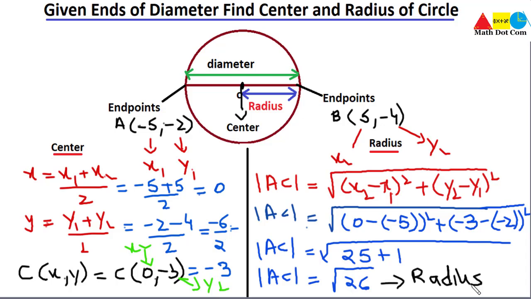So we have found the center as well as the radius of the circle by just using the two endpoints of the diameter and two formulas. One is the formula for finding the midpoint and the other is the distance formula.